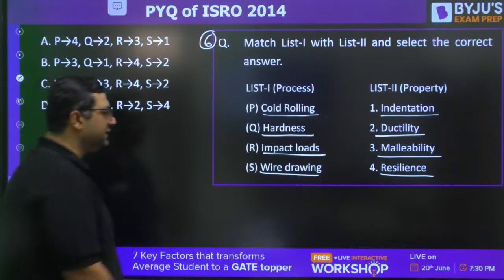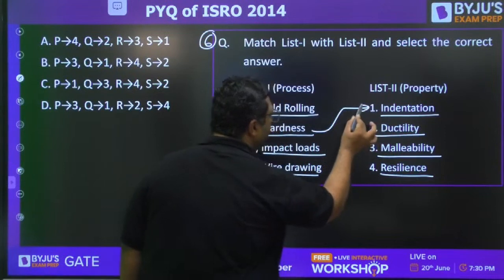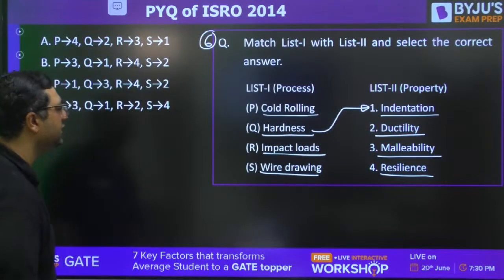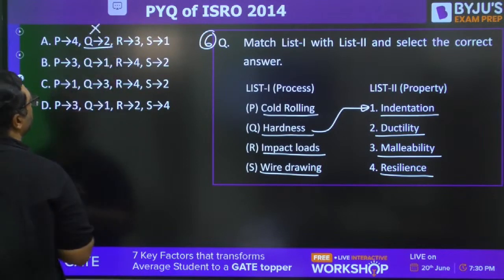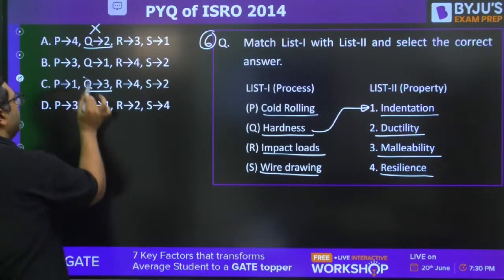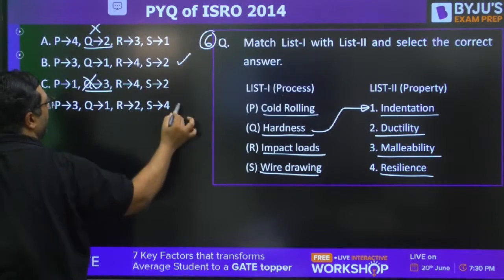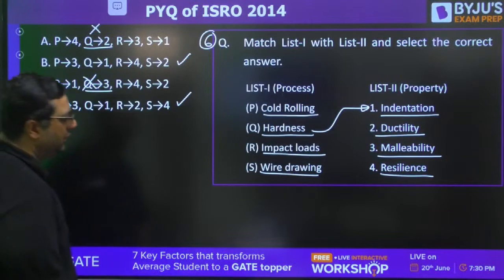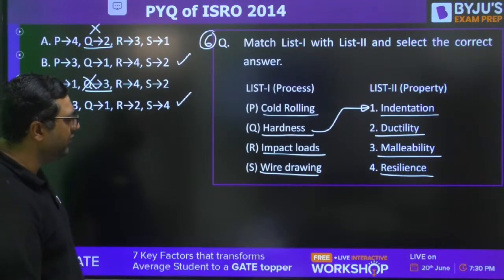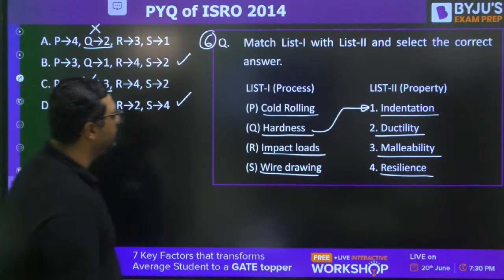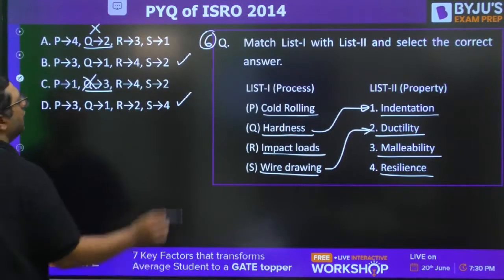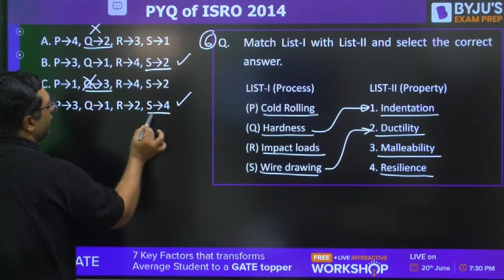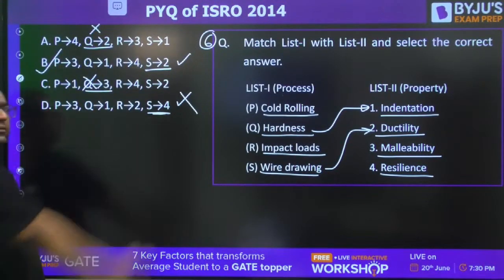Yes, I feel everybody is aware that hardness is related to indentation. Resistance to indentation is hardness. So Q is associated with 1. Q is associated with 2, A is wrong. Q is associated with 3, C is wrong. So either B or D can be the right answer, first of all. Then, my dear, you know that the wire drawing process is associated with ductility. So S should be associated with 2. Here S is associated with 2, here with 4. D is wrong, B is the right answer.